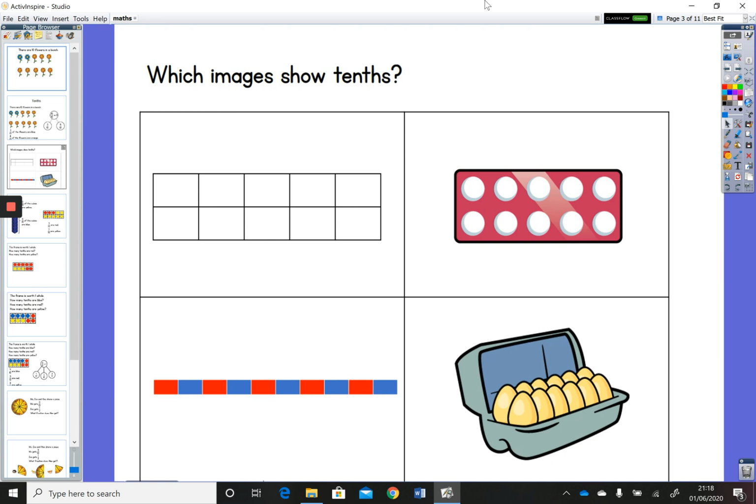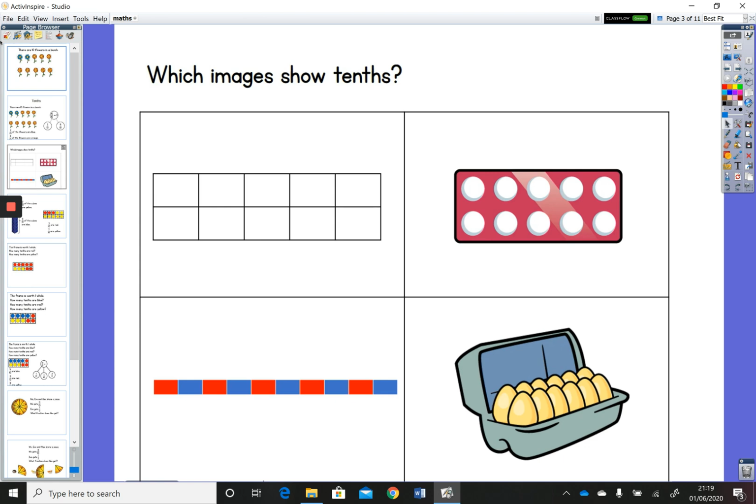Let's have a look at this last one with the egg box. Does that show tenths? Well, if you look really carefully at how many eggs are in that box, you'll realise that there are not 10. There are, in fact, 12. 1, 2, 3, 4, 5, 6, 7, 8, 9, 10, 11, 12. So actually that doesn't show tenths. That shows twelfths. That one is the odd one out.